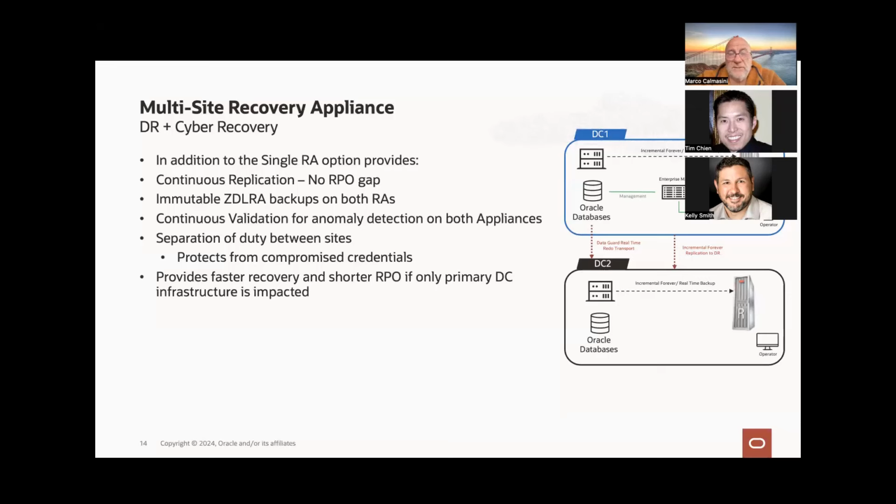You don't have an air gap. This also means that you don't have a gap in RPO, which we will talk about in a moment, because you can basically recover up to the last second on both sides. Validation happens on both sides. It's a good solution if I hope or expect that only my primary site could be targeted and not the DR site. Okay, so that's one case.